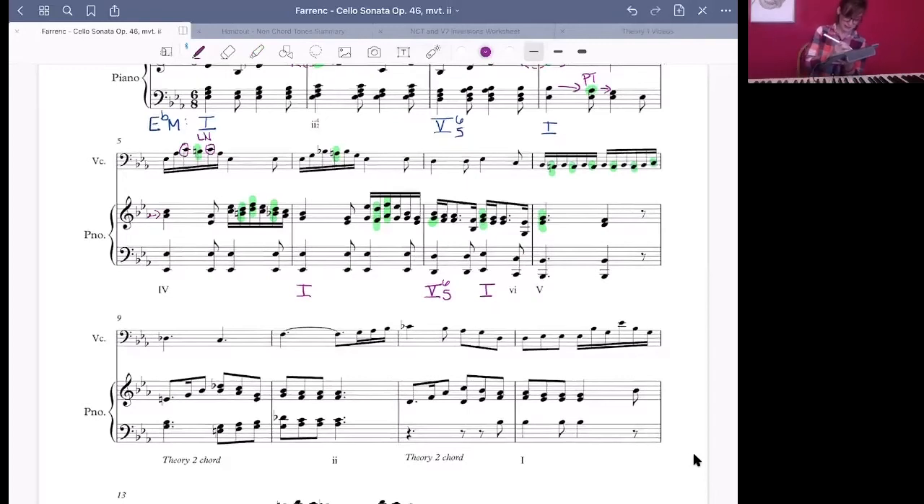Approach by step, leave by step in the same direction, or from the same pitch, I should say. Lower neighbor once more. And look what we have going on at the end of that system. Oh, it should be D flat, sorry. A whole bunch of lower neighbors with those A naturals.